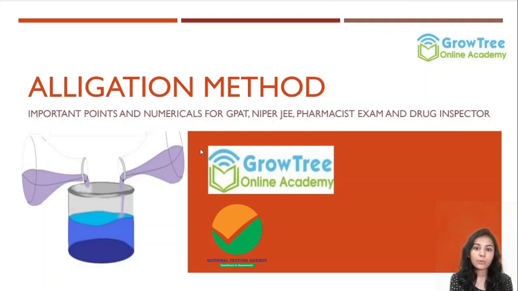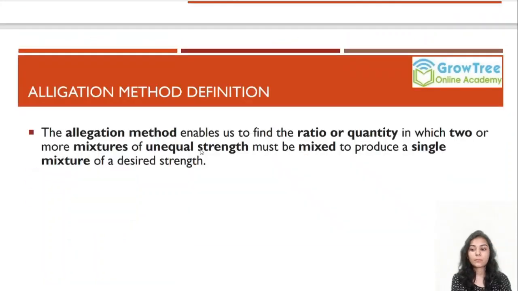In this video, we are going to discuss some points and numericals related to alligation method. So alligation method is a method which enables us to find the ratio or the quantity in which two or more mixtures of unequal strength are to be mixed to produce a single mixture of the desired strength.